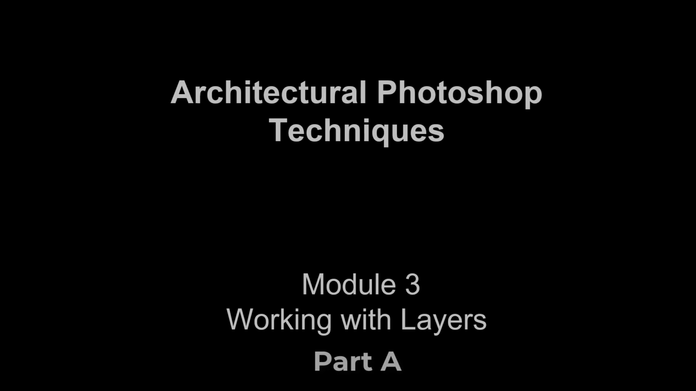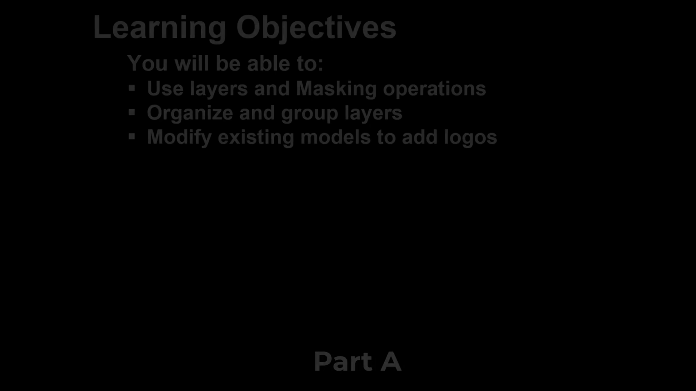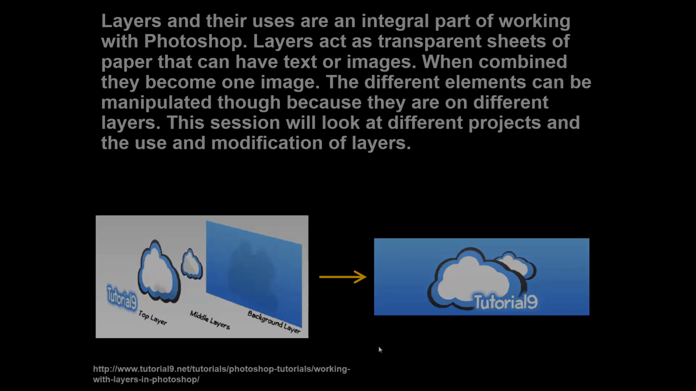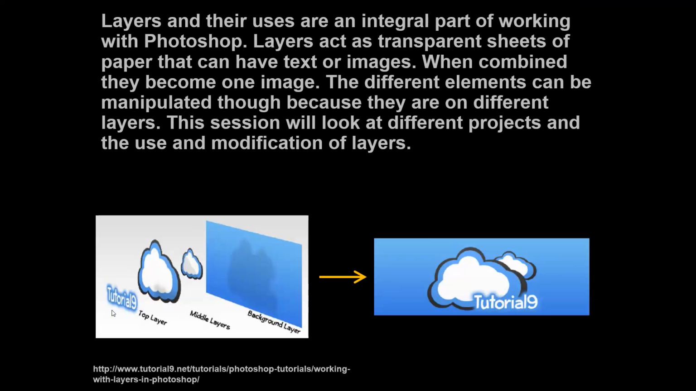In this module, we'll be looking at working with layers in Photoshop and masking operations to be able to create a unique image from other images. So today we're going to talk about layers, and the layering is interesting. It's like having sheets of paper stacked on top. So you'll have an image that looks like this, let's say, and it's made up of actually separate little images.